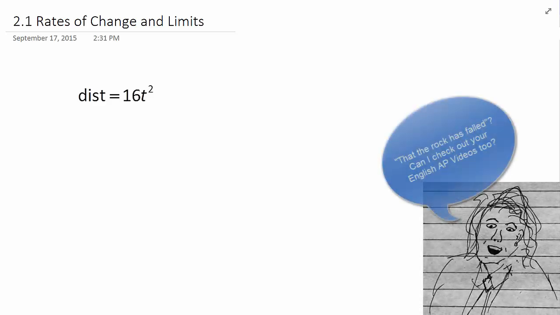See, a rock that's dropped from the bridge will fall a distance of 16t squared feet over a period of t seconds. So if we calculate the distance that the rock has fallen, we've got distance is equal to 16t squared, or in other words 16 times 4 squared, for a total distance of 256 feet.